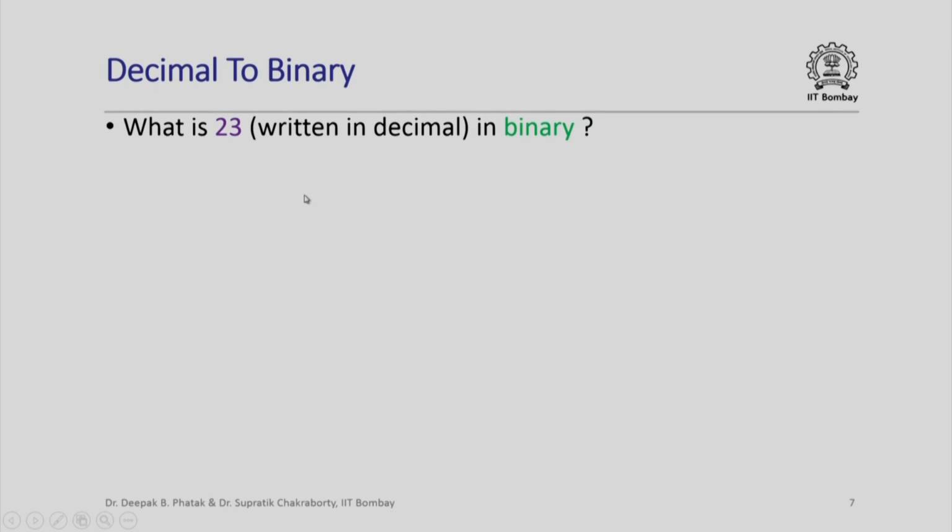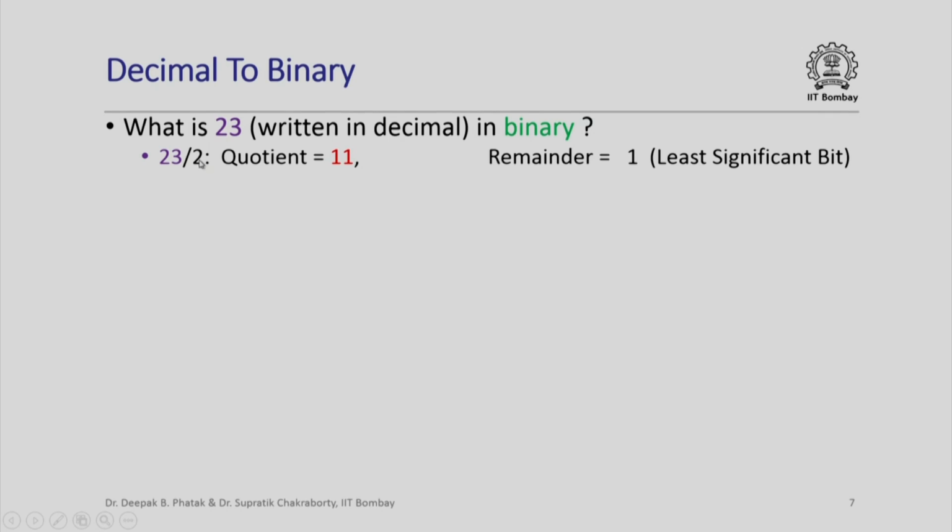So we saw how to convert a binary number to a decimal number. Let us see how we might convert a decimal number to a binary number. So given 23 written in decimal, what is its binary counterpart? The way we are going to do this is, since we are interested in binary numbers, we are going to repeatedly divide this number by 2 and collect all the remainders as we go.